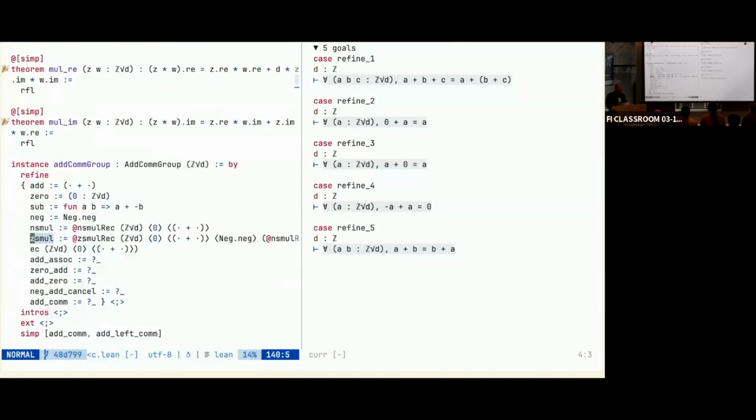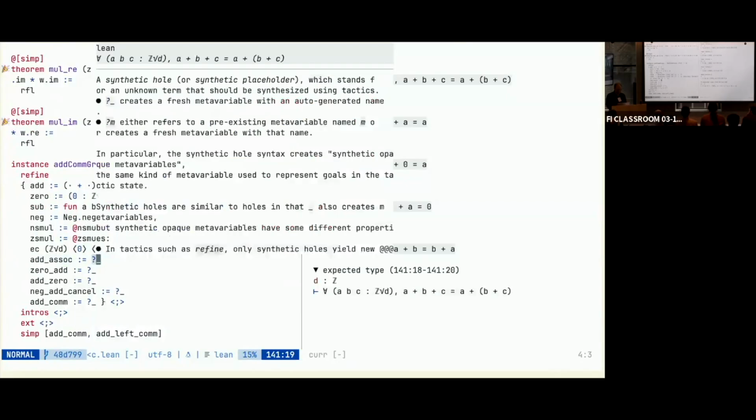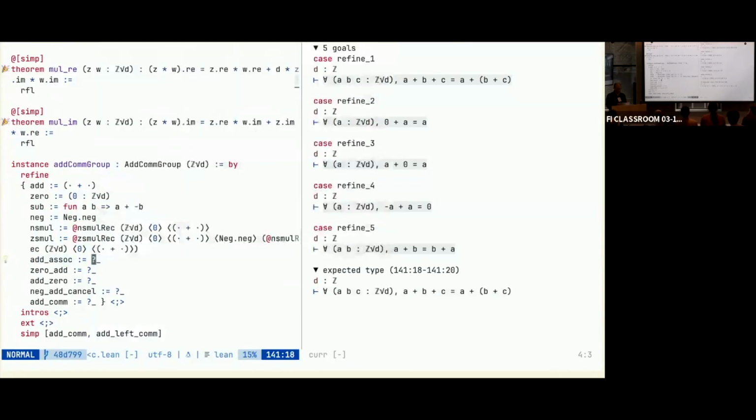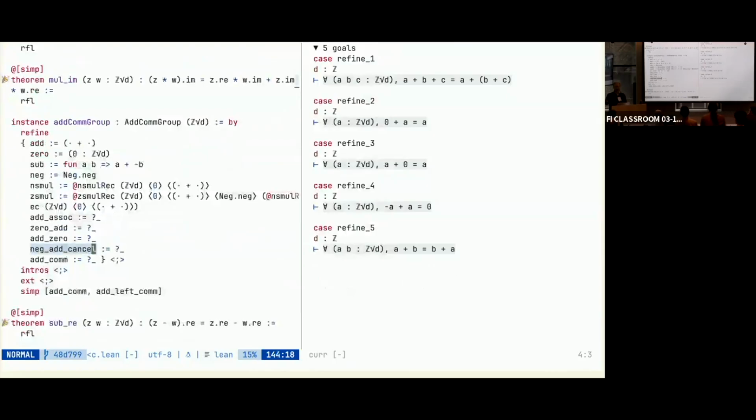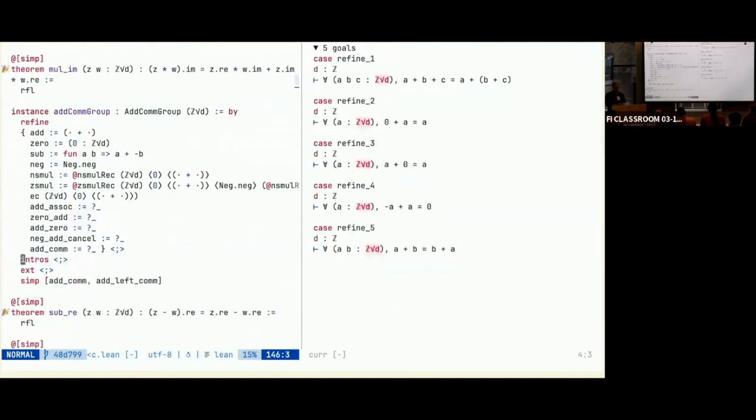And there are some theorems, you see, this sorry means don't prove it. This is not yet proved. It's like, wait a little bit, try to fill in the rest. Here, you are stuck with 1, 2, 3, 4, 5 statements to prove, which are associativity, zero plus an element is the element, an element plus zero is the element, minus a plus a is zero, and a plus b is b plus a, commutativity.